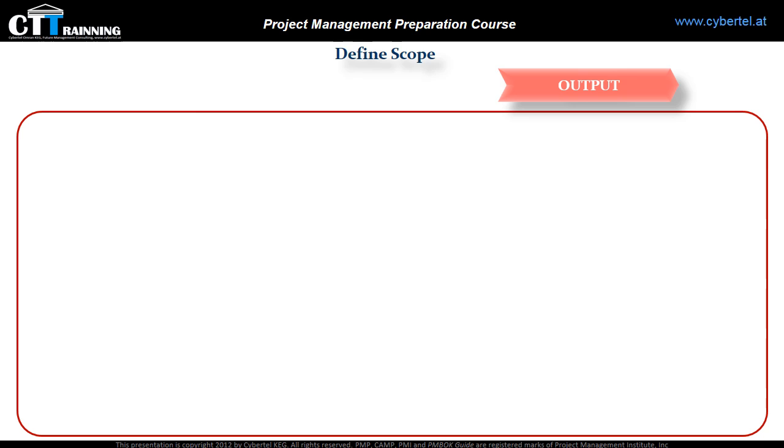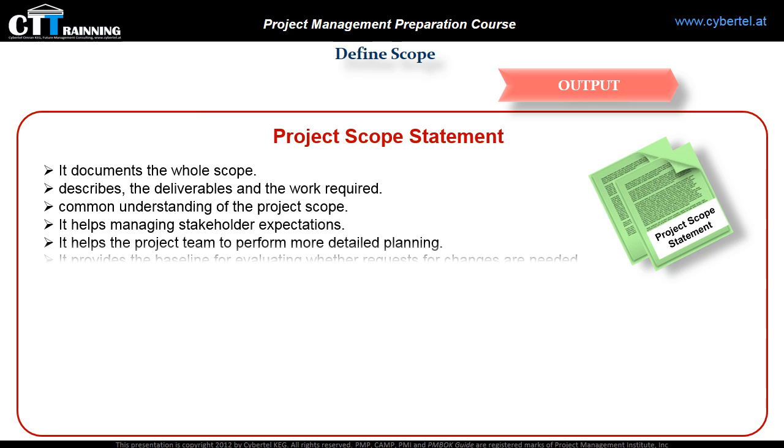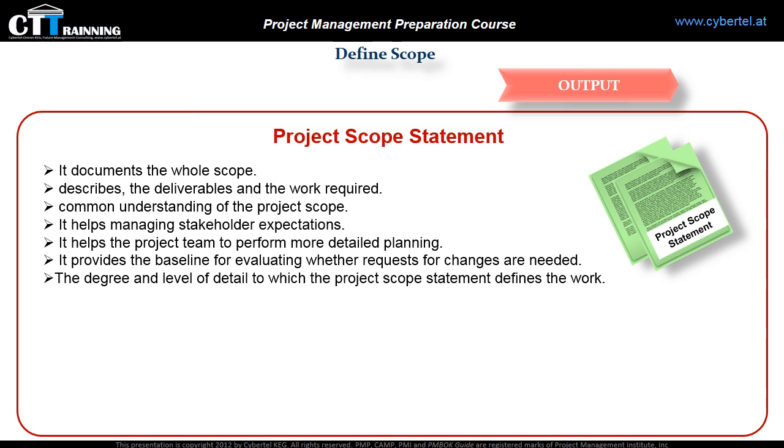The first output is the project scope statement. This is a document containing the detailed description of the project scope, deliverables, assumptions, and constraints. It documents the whole scope, including the project and product scope. And it describes in detail the project deliverables and the work required to create those deliverables. It also helps the project stakeholders to have a common understanding of the project scope.